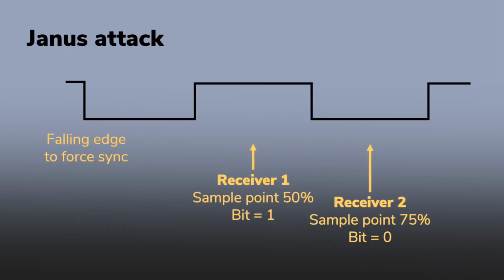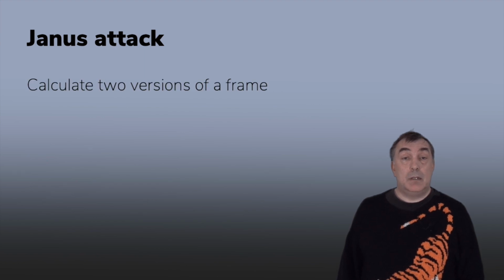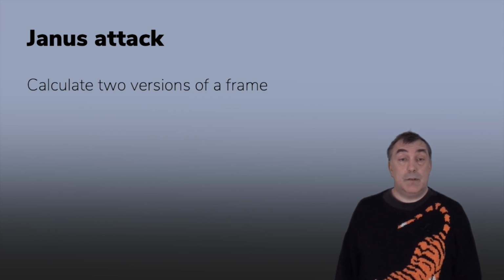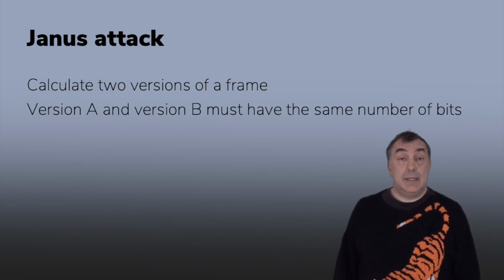It's common to set a bus-wide sample point in specifications, but it's also common for programmers to just pick a 50% sample point when they don't know any better. The Janus attack exploits this difference. It works by pre-calculating two versions of a frame. There are some constraints on the two payloads. Firstly, version A and version B must have the same number of bits.